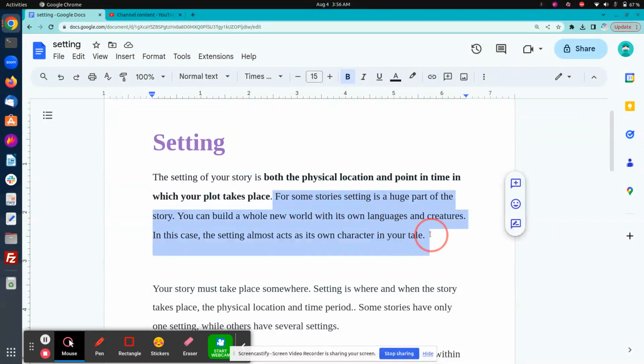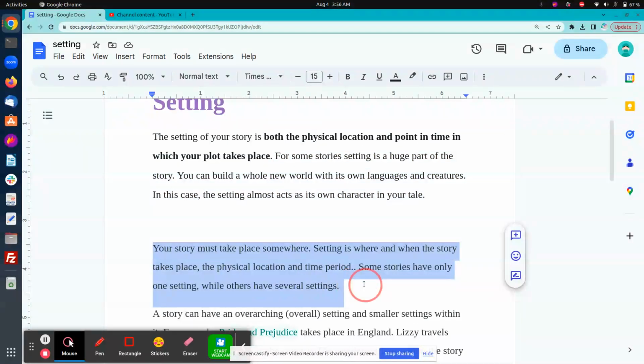For some stories, setting is a huge part of the story. You can build a whole new world with its own languages and creatures. In this case, the setting almost acts as its own character in your tale. Tale means story. So they're referring to setting as a character, because it gives a very vivid description in your reading, and gives a very beautiful experience of reading.